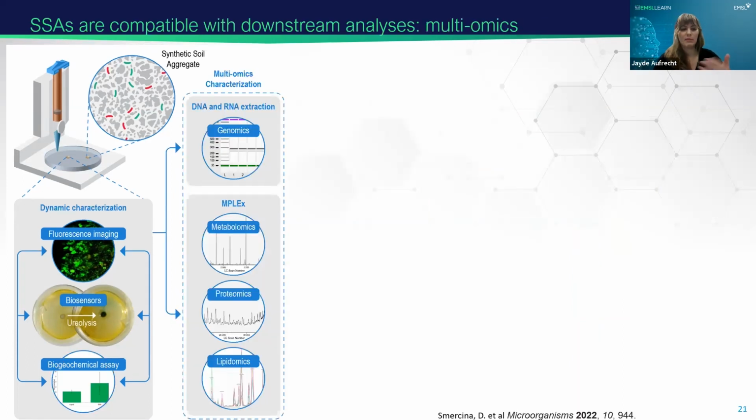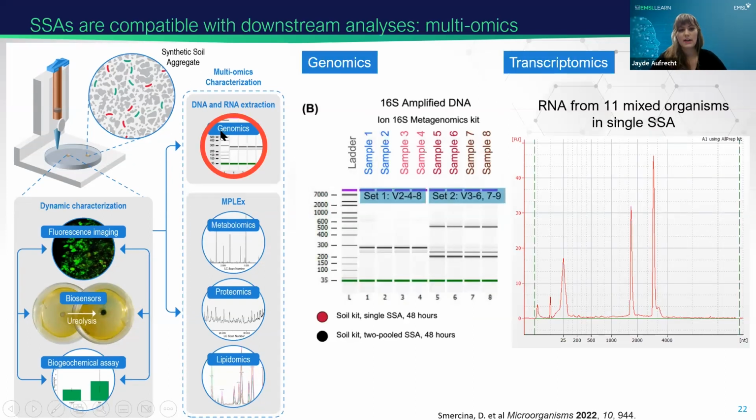Once we've done our dynamic characterization of synthetic aggregates, we can also do some endpoint measurements with multi-omics. At this point, you can choose to send your synthetic aggregate for DNA and RNA extraction to understand more about what's going on genetically. We've demonstrated we can get good quality DNA, or at least 16S amplification. We've also been able to get high quality RNA from an 11-member mixed culture within just a single synthetic soil aggregate, which is about 2 millimeters in size. So it's a pretty small sample.